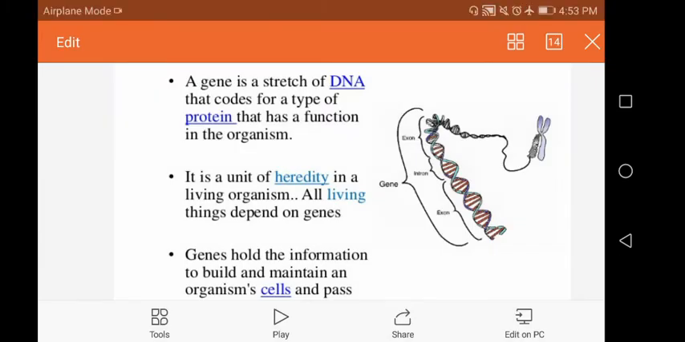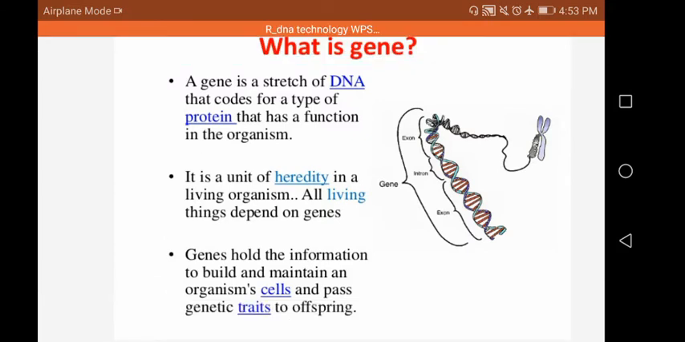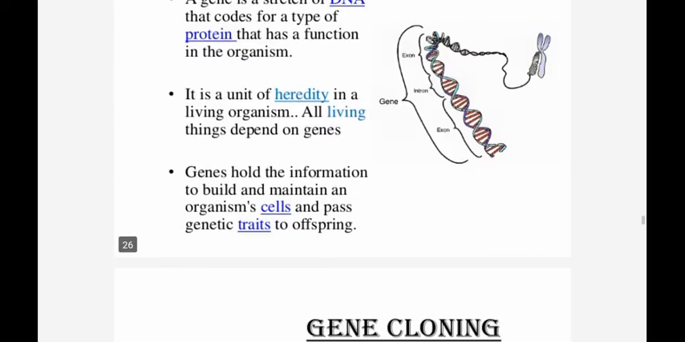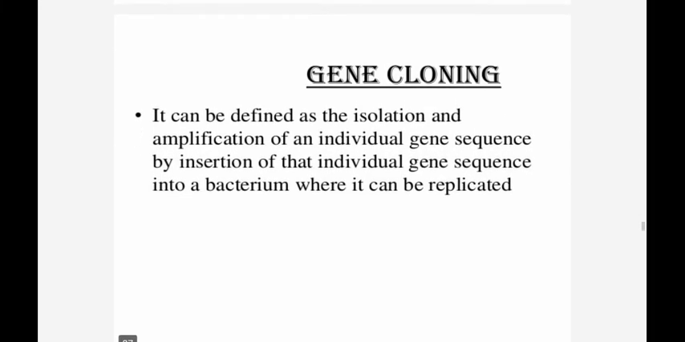It is a unit of heredity in living organisms. All living things depend on genes. Genes hold the information to build and maintain an organism's cells and pass genetic traits to offspring. Next, gene cloning. It can be defined as the isolation and amplification of an individual gene sequence by insertion of that individual gene sequence into a bacterium where it can be replicated.